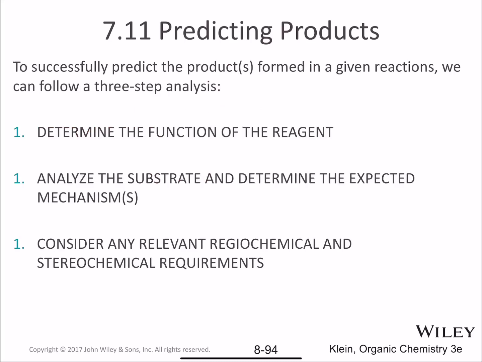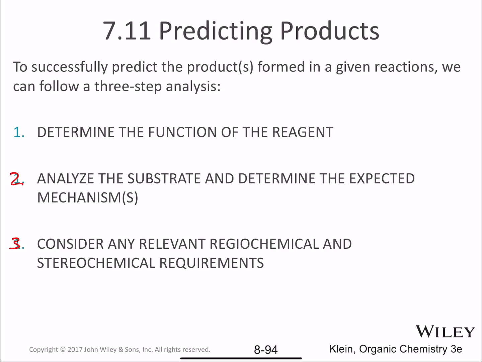So it's going to be a lot of work. So what do we have to do? It says to successfully predict the products formed in given reactions, we can follow this three-step analysis. So I don't really have three steps here, do I? So step one is going to be determine the function of the reagent. Is it a strong or weak base? Is it a strong or weak nucleophile?